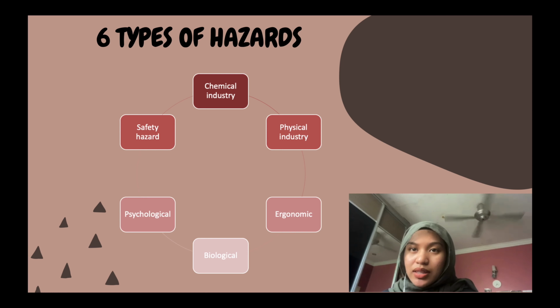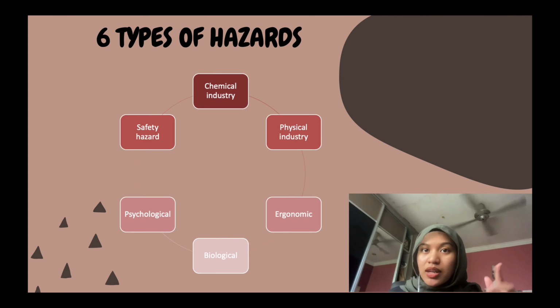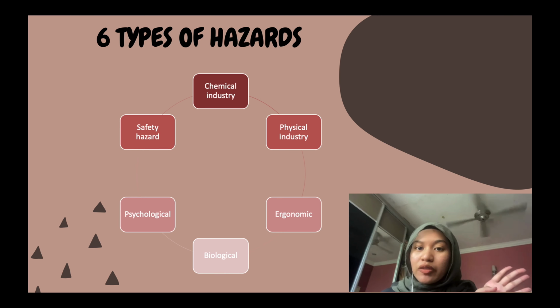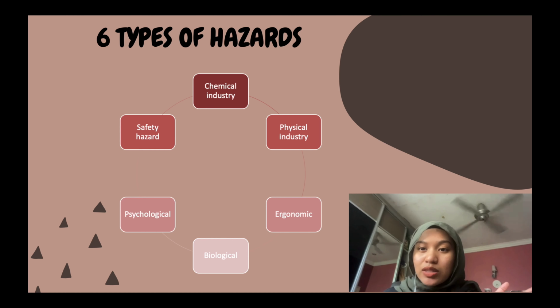Next, there are 6 types of hazard in the chemical industry. So the first one is chemical hazard, and the second one is physical hazard. The third one is ergonomic. The fourth is biological. The fifth is psychological, and the last one is safety hazard.